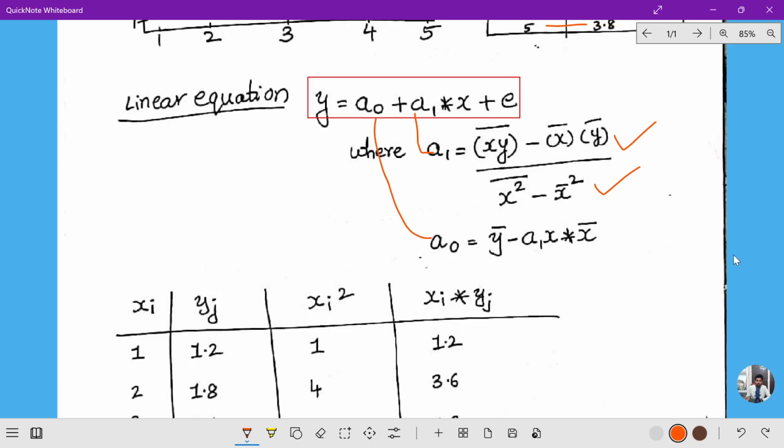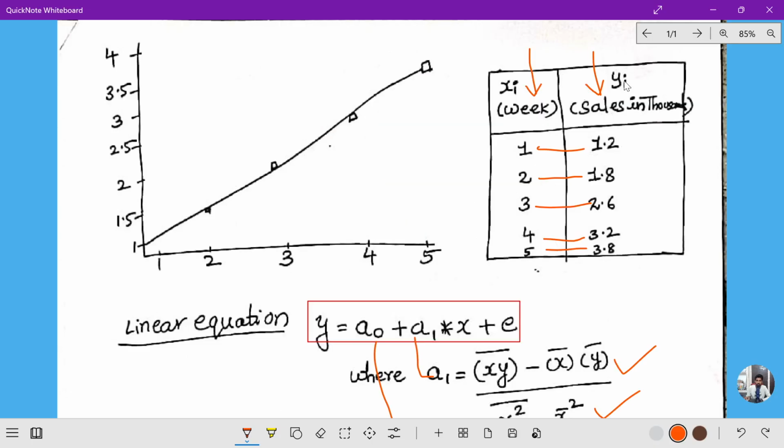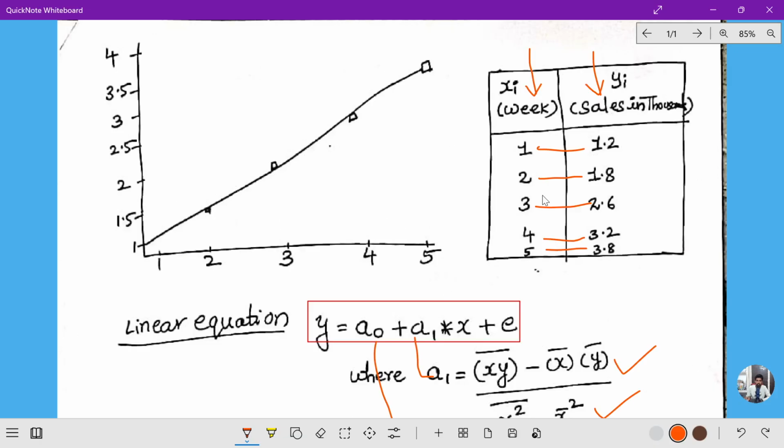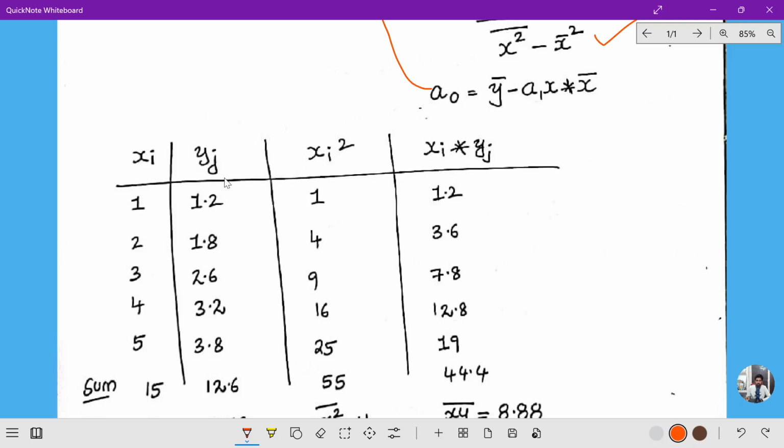Let us discuss more. This is a table, so we write this table here. The x values are 1, 2, 3, 4, 5 and the y values are 1.2 to 3.8. Actually this table is given. So now what are we going to do? As per this formula, there is a formula here.